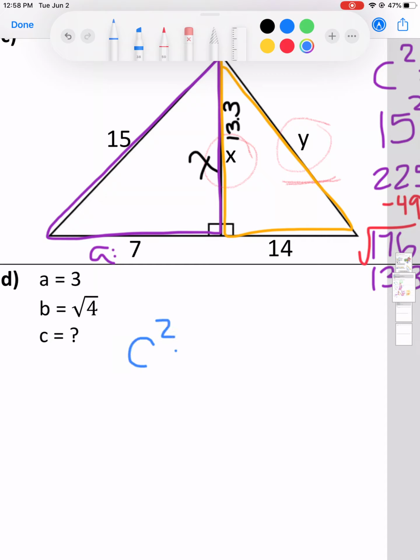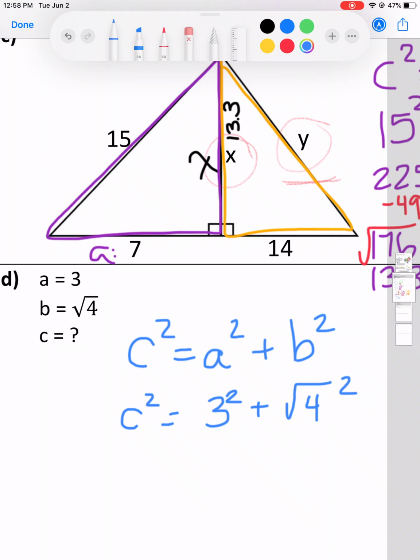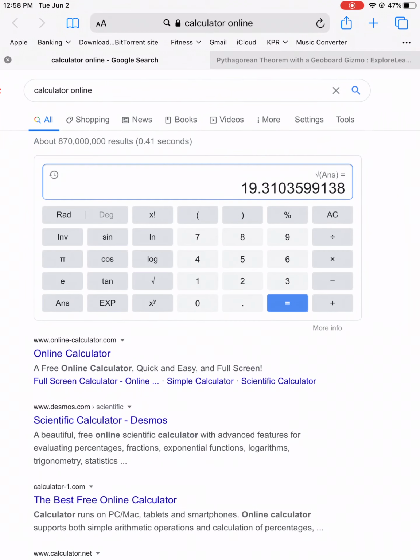So this one, there's no diagram. It's just labeled. C squared, we don't know, so I'm going to leave it as a C. A is 3, and B is the square root of 4. So C squared is equal to 3 times 3, which is 9. What on earth is 4 root squared? Well, I'll show you. The square root of 4.